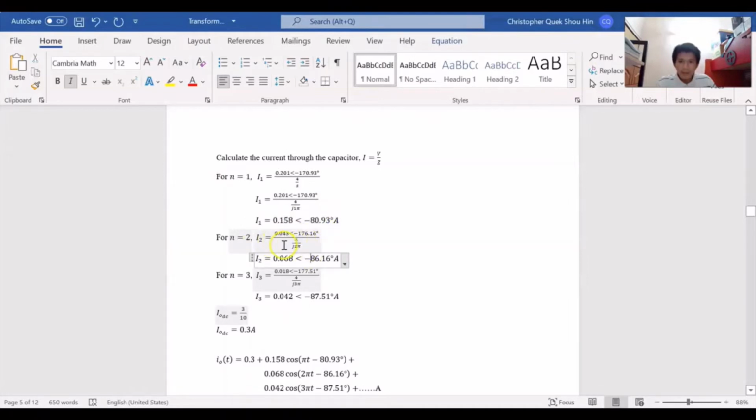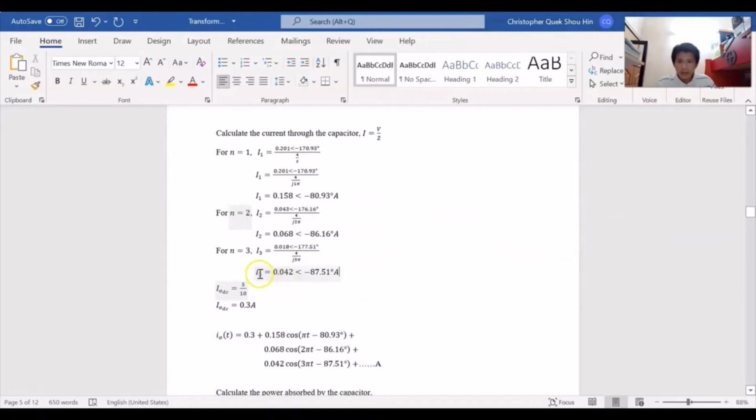And we repeat the same formula for I2. Substitute N equal to 2. So this is the I2 calculated current. And I3 for N equal to 3, this is the calculated current.